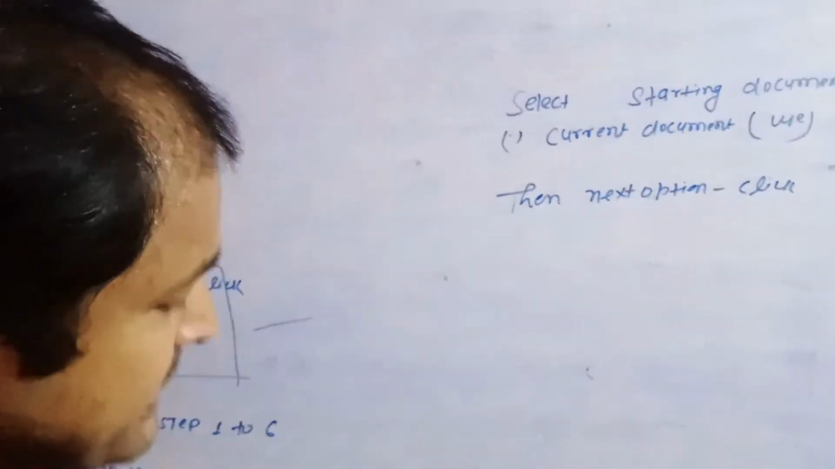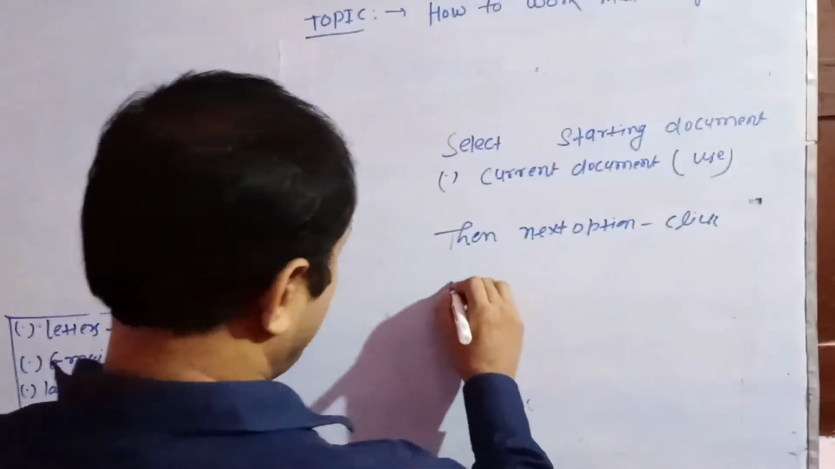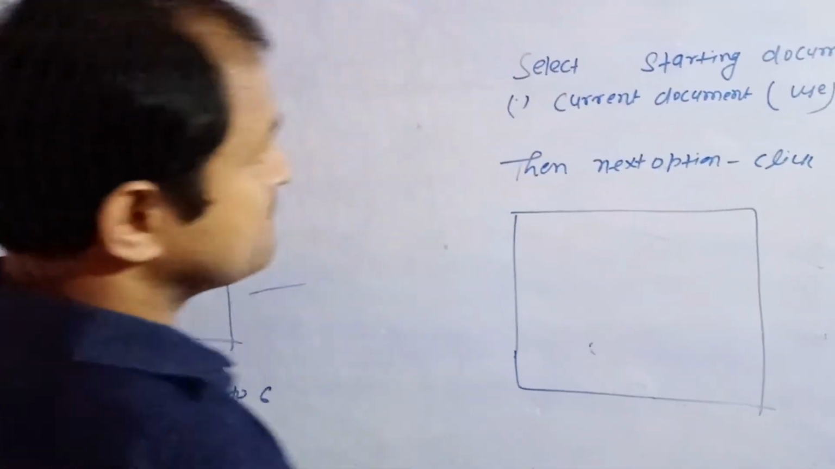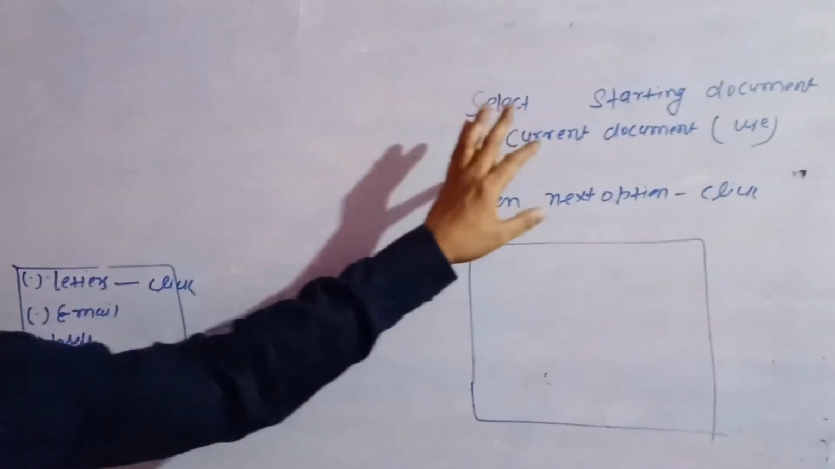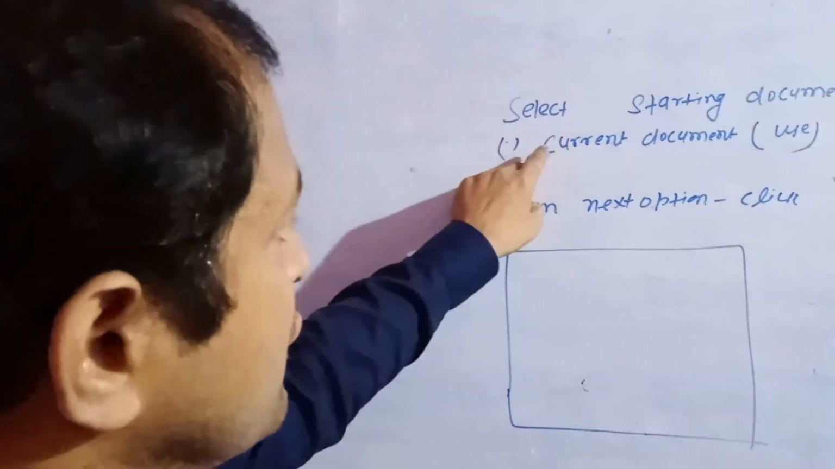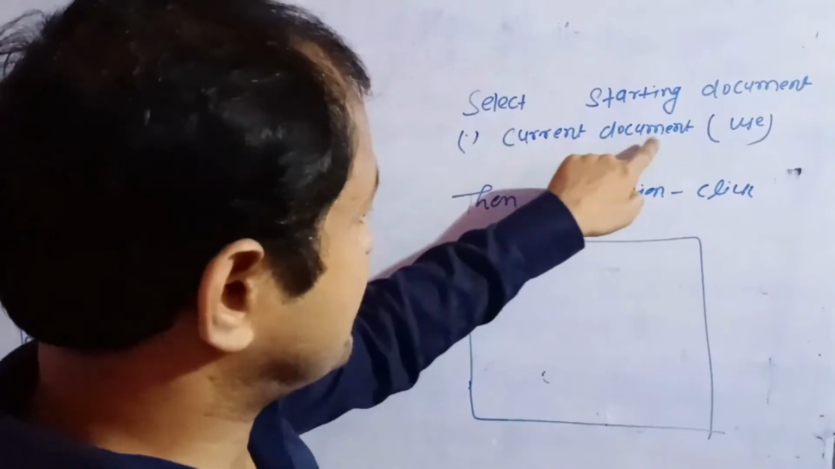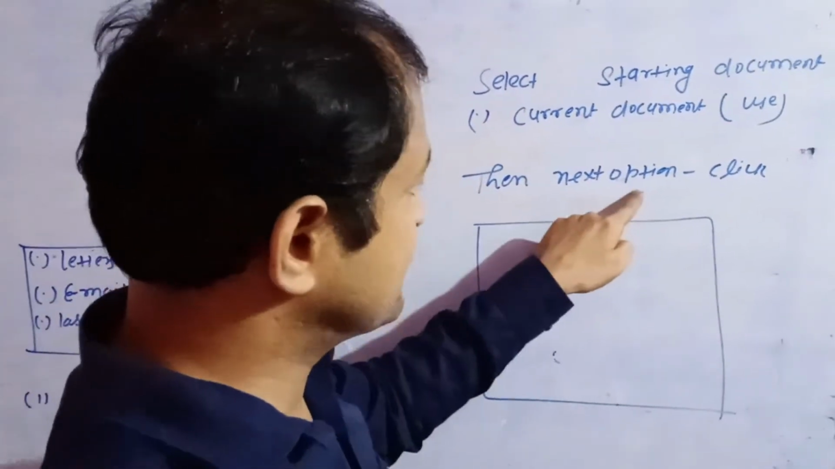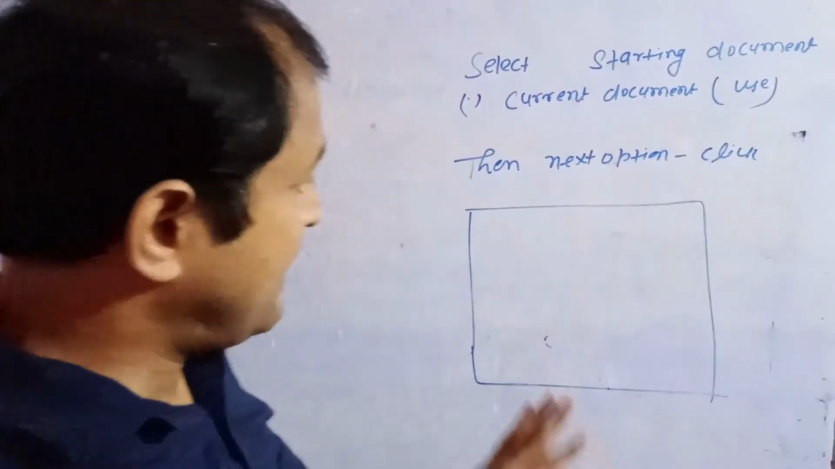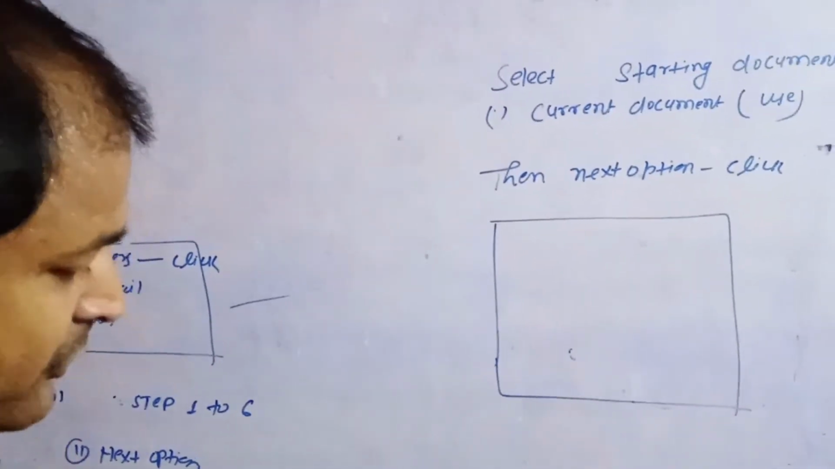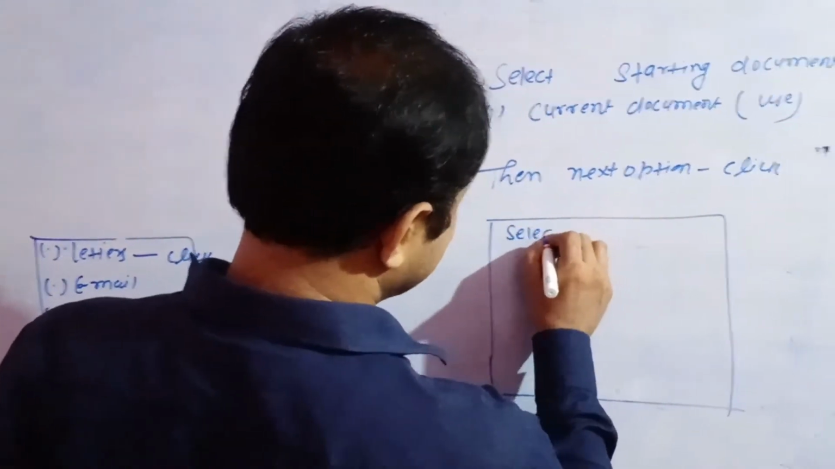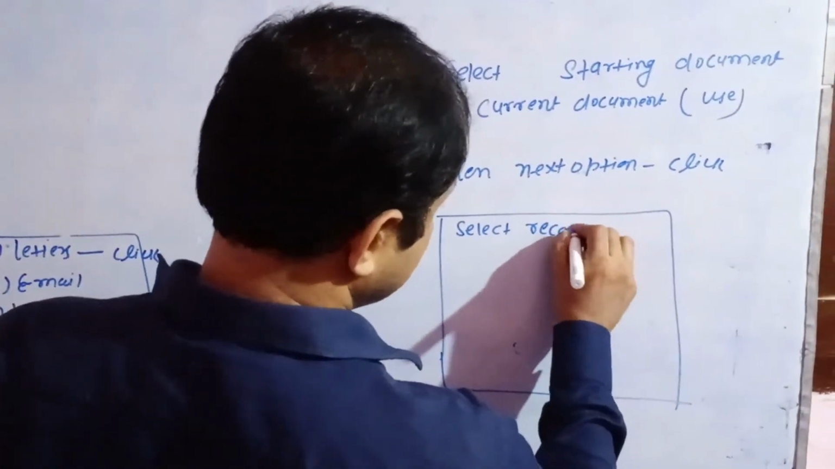You choose the current document, and after that click the next option, and one dialog box appears again in front of you. I again repeat, select a starting document, and you choose the current document in use, then click next, and one dialog box appears in front of you. This dialog box is related to select recipient.